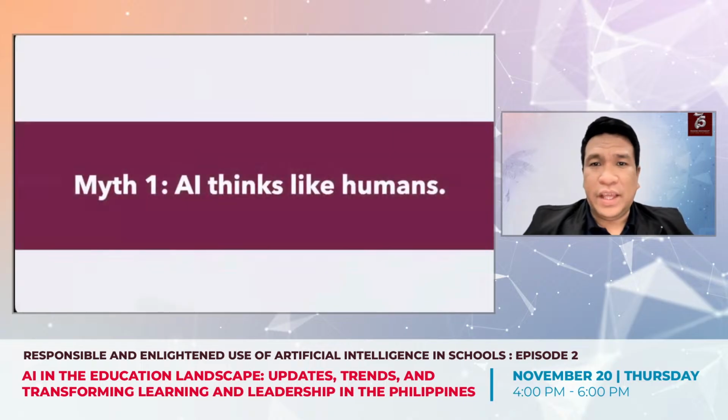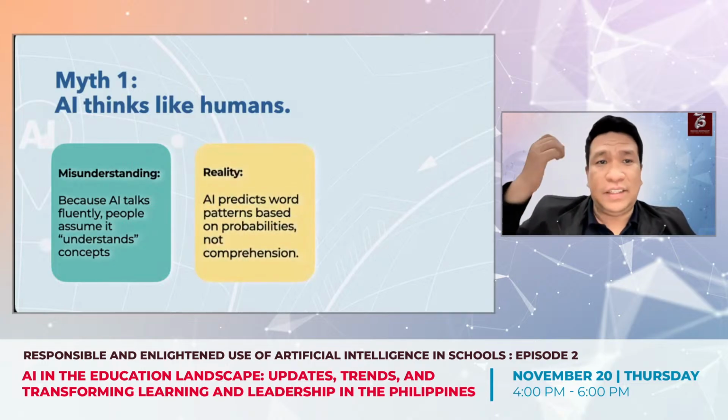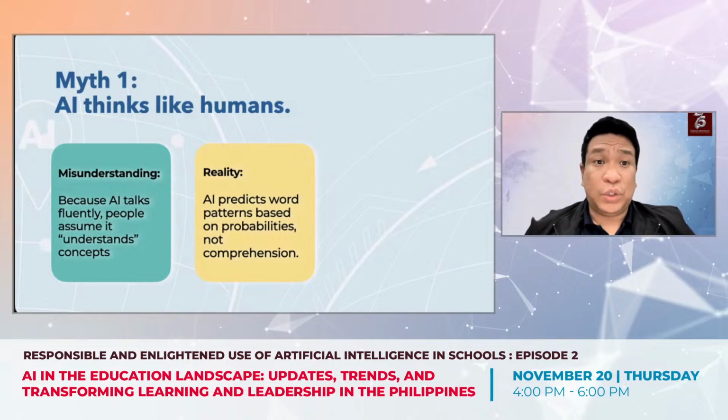So let's start. The myth that AI thinks like humans. This is myth number one. This is also the issue number one. Okay? So our misunderstanding is that because AI talks fluently, we assume that it understands concept. But a while ago sa black box phenomenon, in reality, AI predicts word patterns based on probabilities and not comprehension. Black box phenomenon, training of data says AI is trained to look at word patterns based on relational statistics, probabilities, but not really on understanding or comprehension.